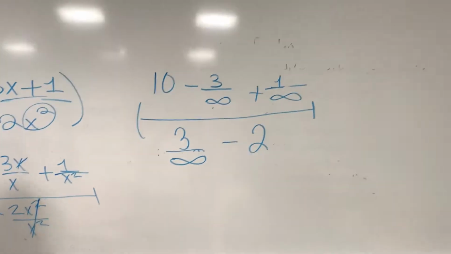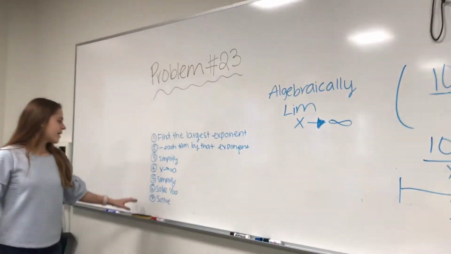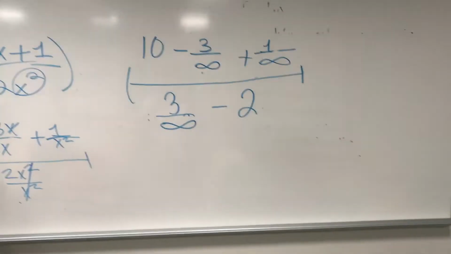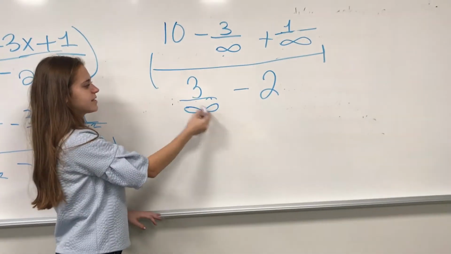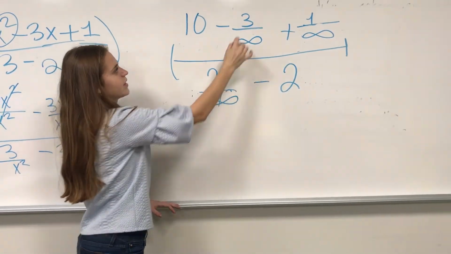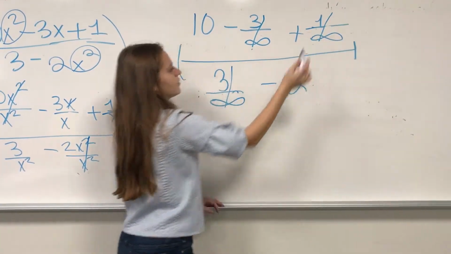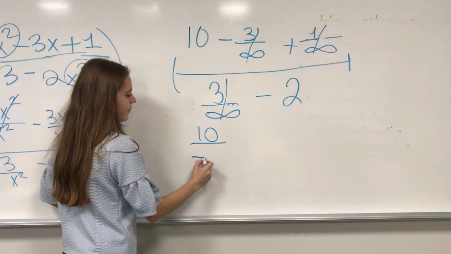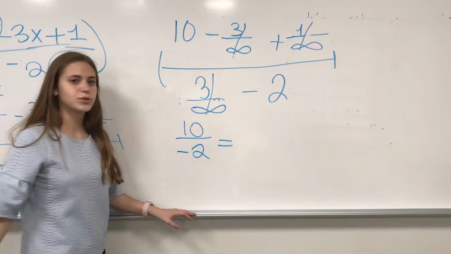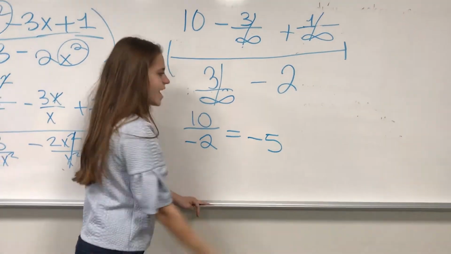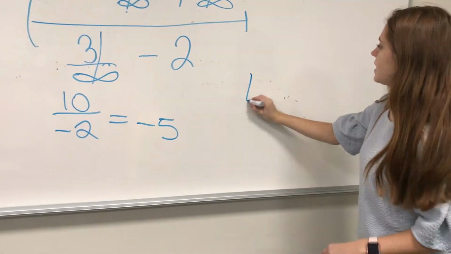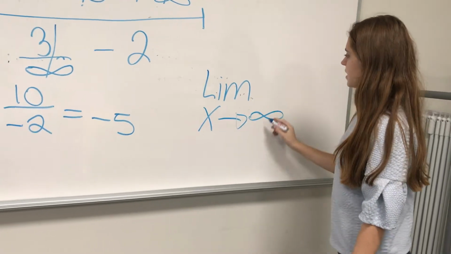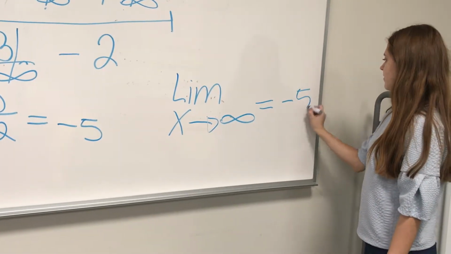Infinite. And then our step number 5 and 6 and 7 is to solve. So we're gonna cancel out every fraction that has an infinite. So cancels, cancels, and cancels. So our final answer would be to divide 10 over -2, and that's equal to -5. And our final answer is limit when x tends to infinite, it's -5.